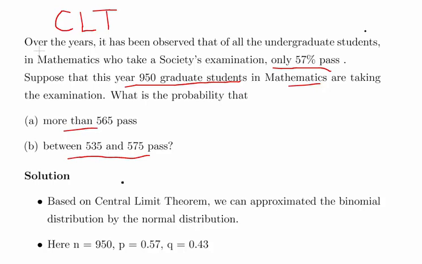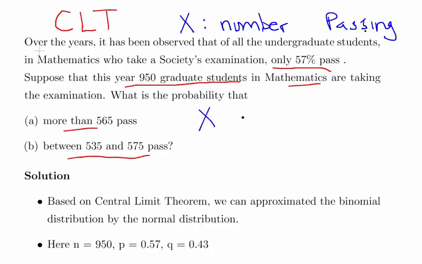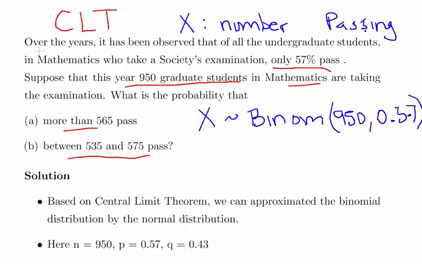Okay, so in this case, what we have to do is define our variable, x. X is the number passing. Just make a little statement like that. I didn't really do it here below, but I really should have. Our little sentence about it: number of students who pass the exam. And we can say that x is a binomial variable, with n equal to 950 and p equal to 0.57.